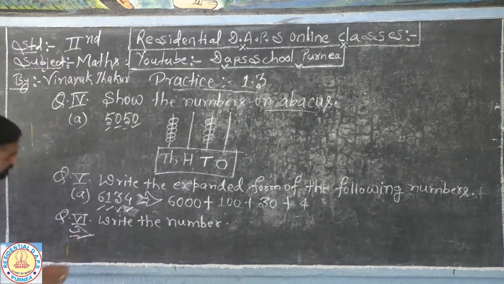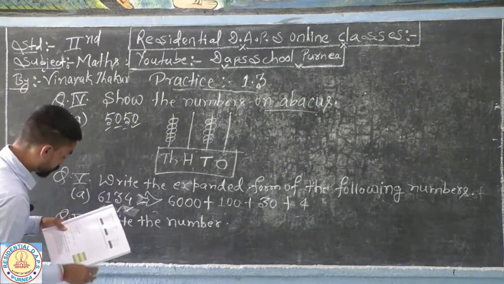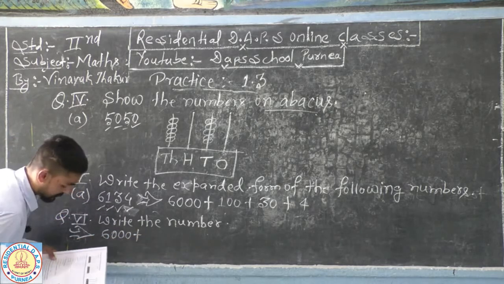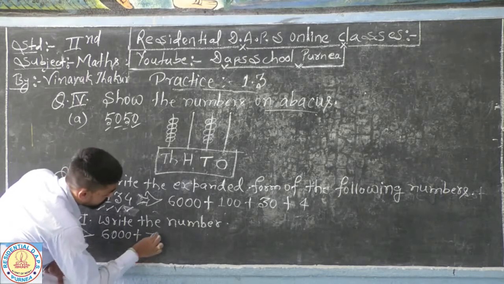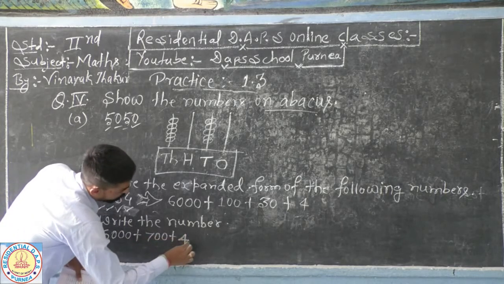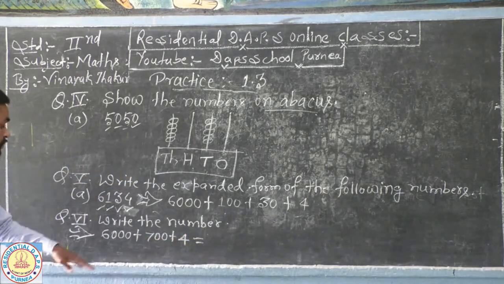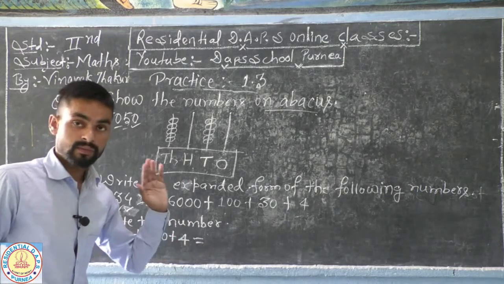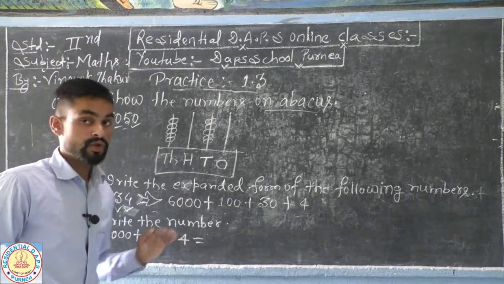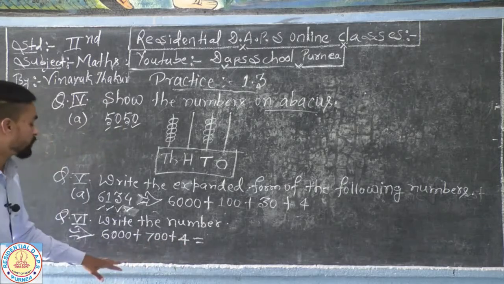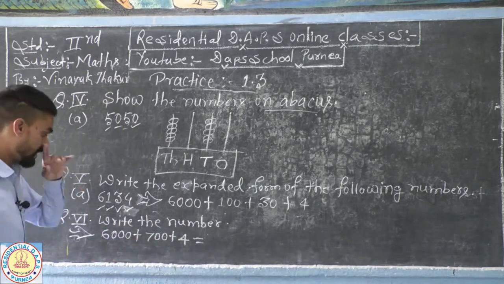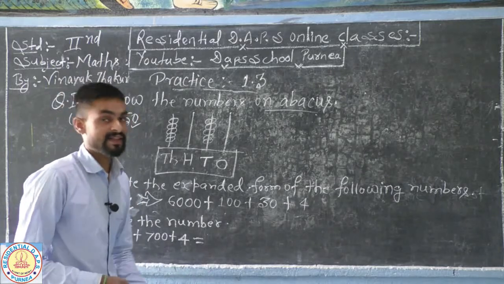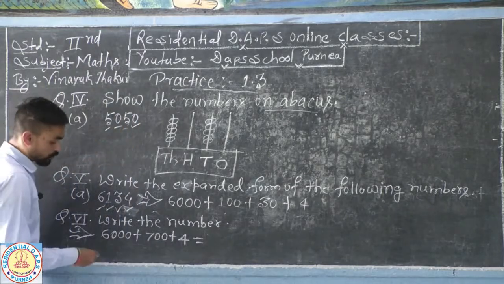What will be the number? So here is 6,000 plus 700 plus 4. This is the expanded form of a numeral, and you have to just find out the numeral from this expanded form. So what will be your numeral?